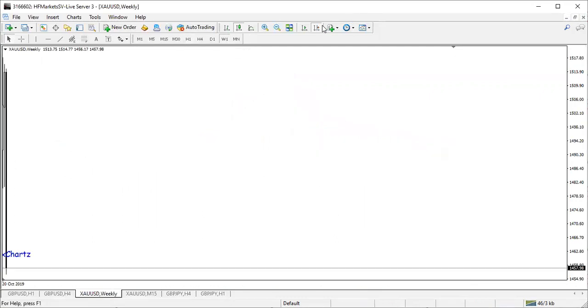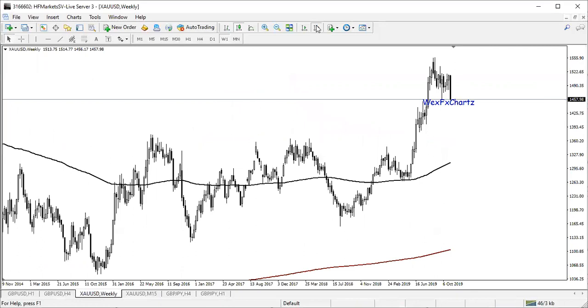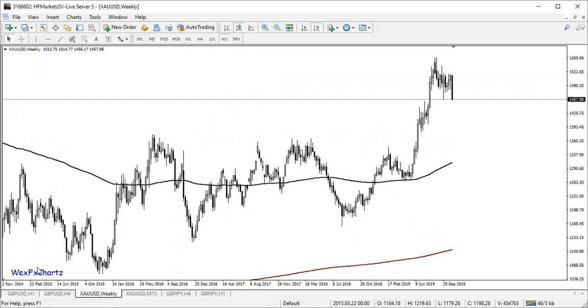We move straight to our weekly time frame. On the weekly time frame, this is gold. This week, we had a strong bearish move in the market to fill the gap created in the last 4 weeks.